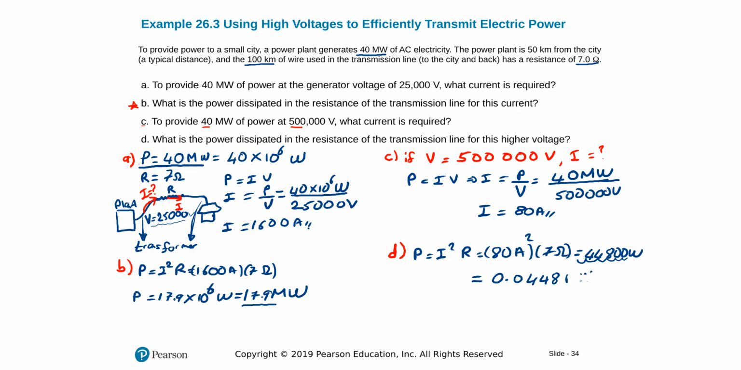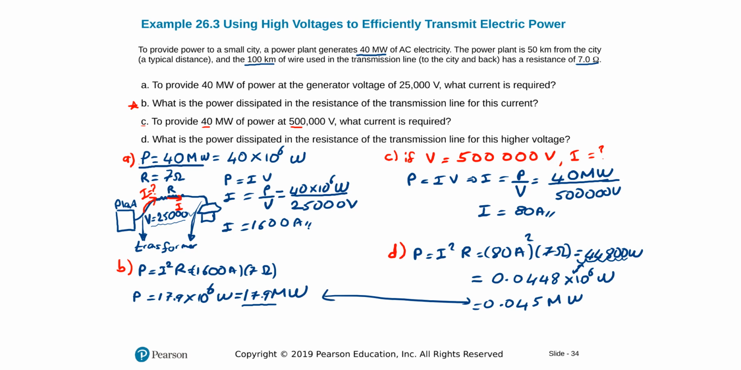Since I'm going 6 steps backward, I'm simply rewriting this as a power of 6, 10 to 6, to be able to convert to megawatt. You can also use a regular conversion method. So this number is equal to that. That means it's 0.0448 or about 0.0445 megawatt. A lot less than the one we found when we are transmitting with a lower voltage.